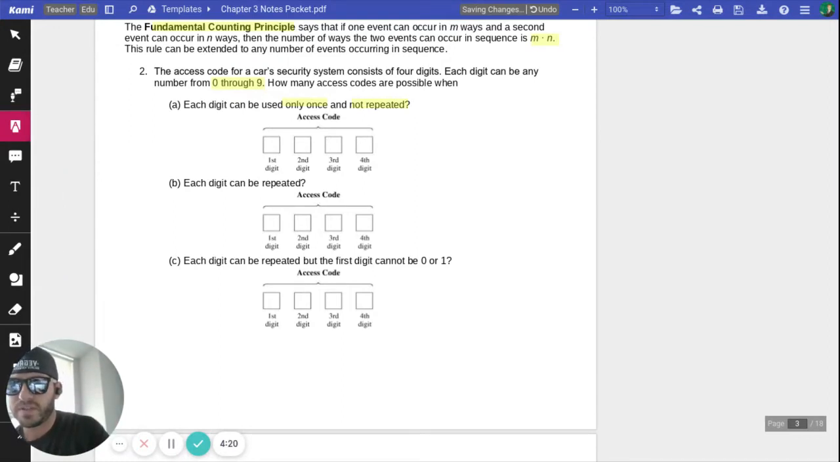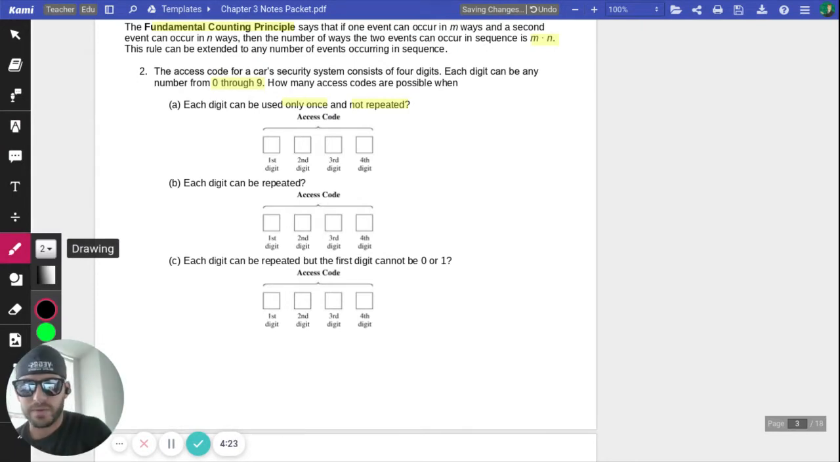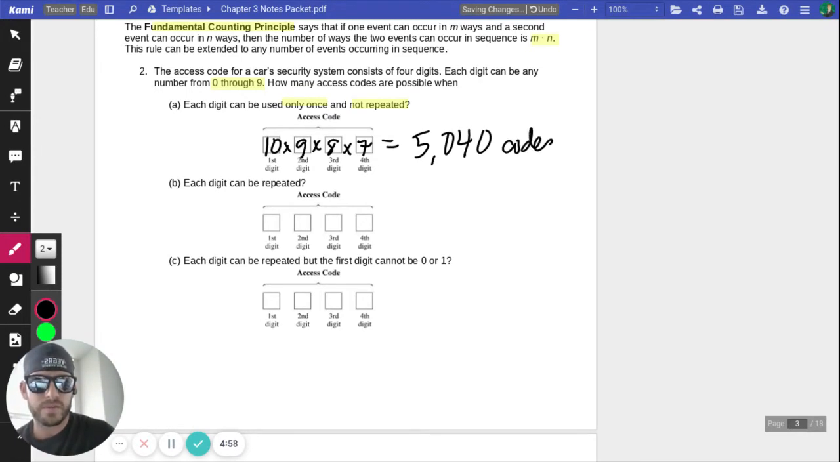So our first digit there is going to be anything 0 through 9, which we've already said can be 10 different digits. One of those digits is going to be used in the first digit, so we take away 1. So how many do we have remaining? That'll be 9 digits, and then we keep subtracting 8 and then 7. So we're going to multiply each of these. So we have 10 times 9 times 8 times 7, for a total of 5,040 codes possible.